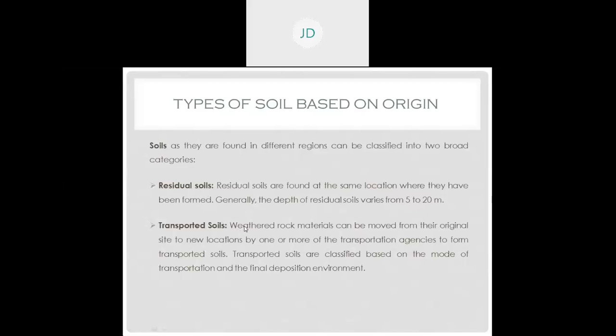And what is transported soil? The weathered rock material can be moved from their original site to a new location by one or more transportation agencies to form transported soil. Transported soils are classified based on the mode of transportation and final deposition environment. This is a standard definition.